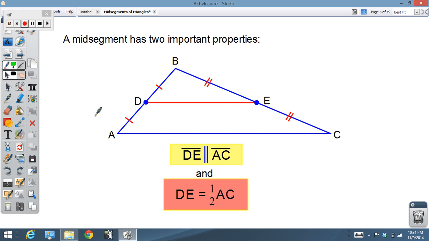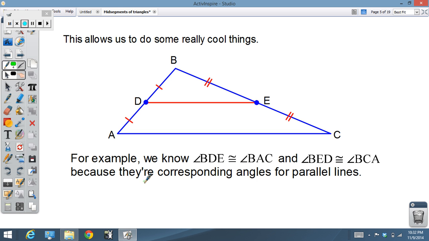Cool things about midsegments. DE is a midsegment of this triangle, and it has two important properties. One, DE is parallel to the base that it does not touch. DE is parallel to AC. Second, DE is exactly 1/2 the length of AC. Remember those, we're going to use them a boatload. DE is parallel to AC, and DE is 1/2 the length of AC. Now we can use these properties for some really cool things.